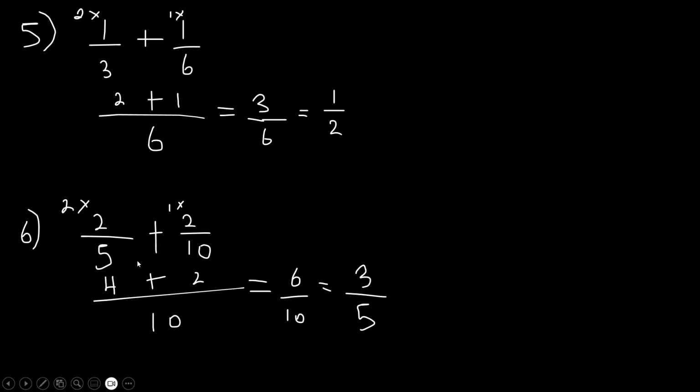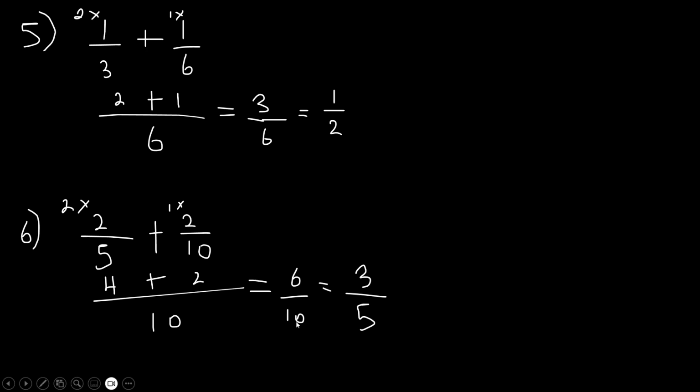Number 6, 2 over 5 plus 2 over 10. Our LCM in this case is 10. What I want you to recognize, when I take the 10 and I divide by 5, I get 2. I am multiplying 2 by the numerator 2, which gives me 4. 10 divided by 10 is 1. 1 multiplied by the numerator 2 gives me 2. 4 plus 2 is 6 over 10.